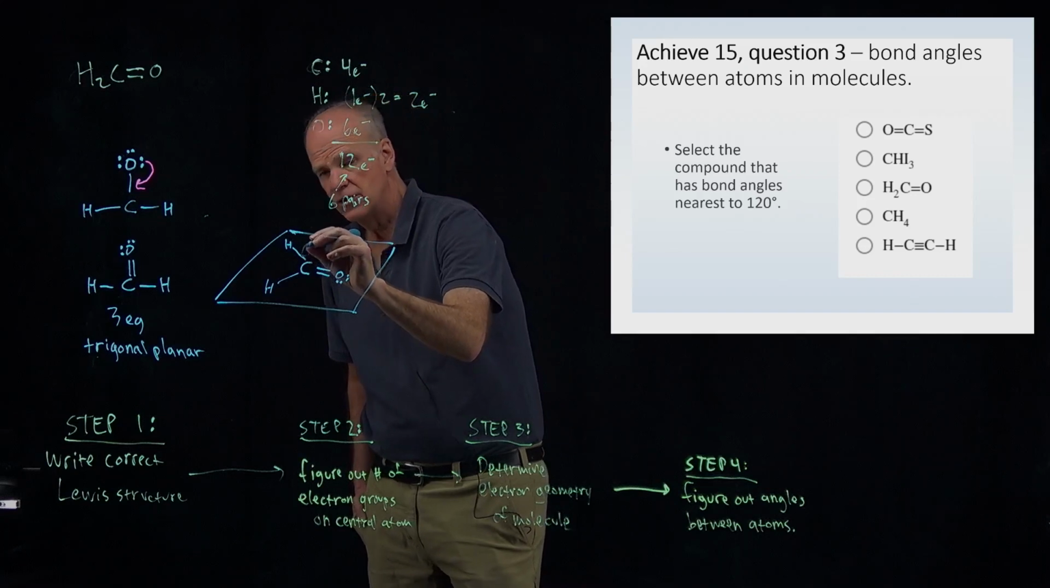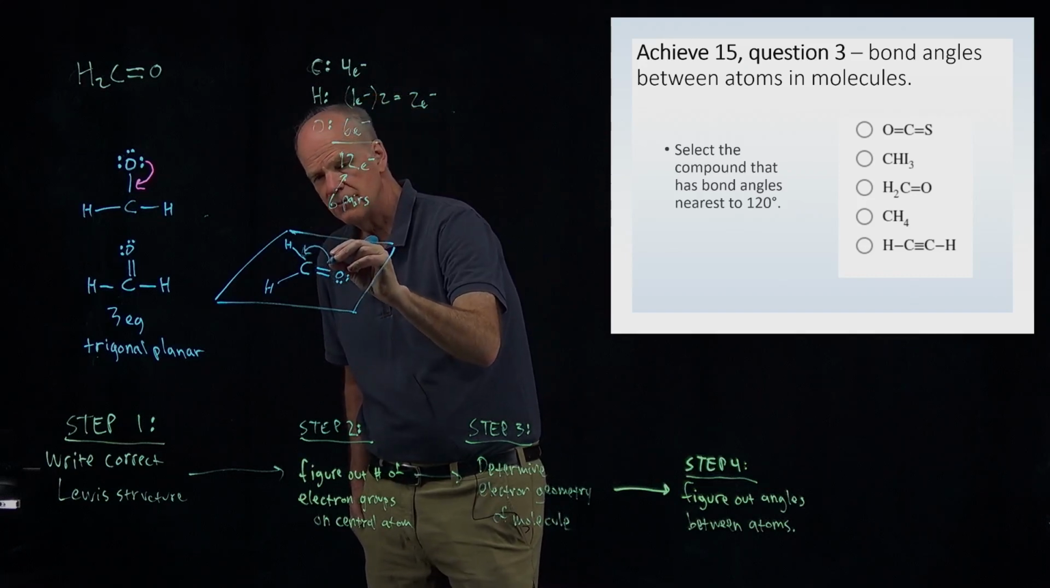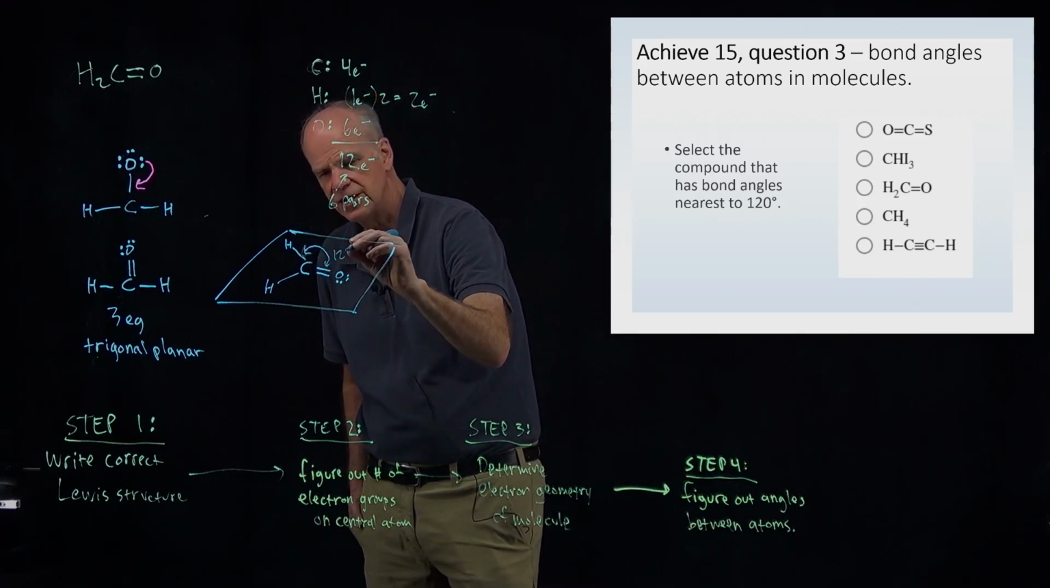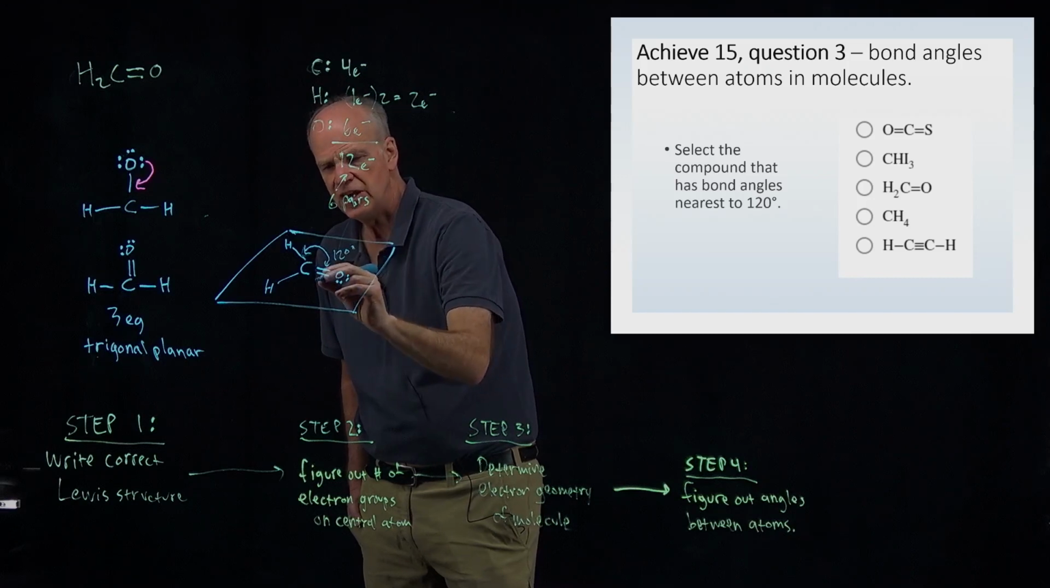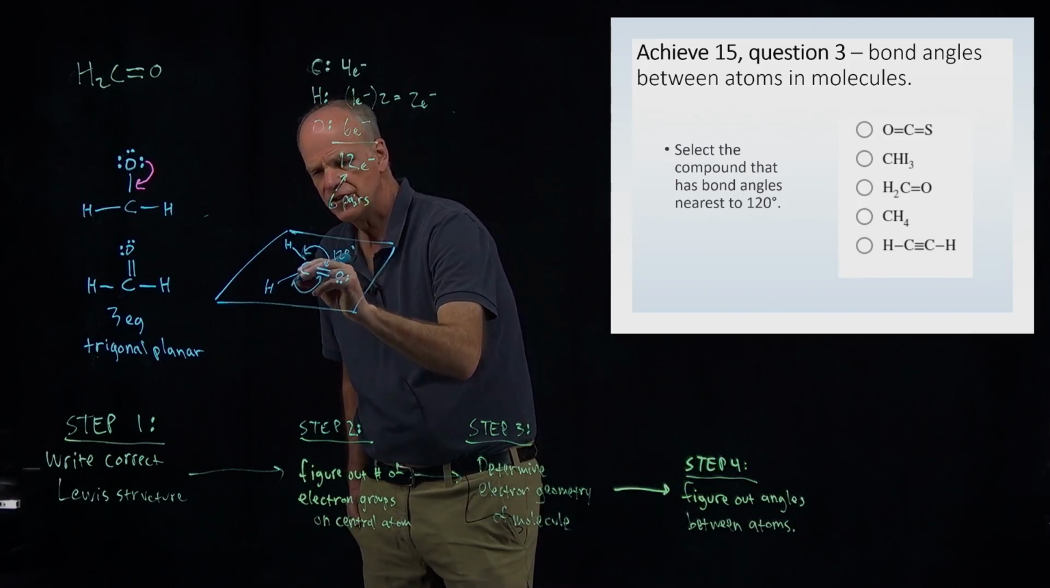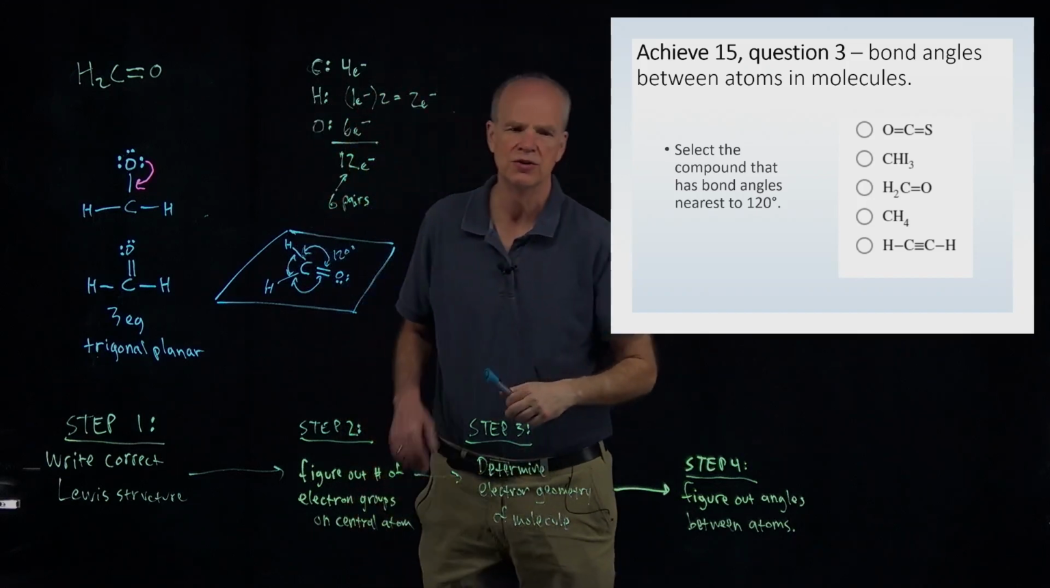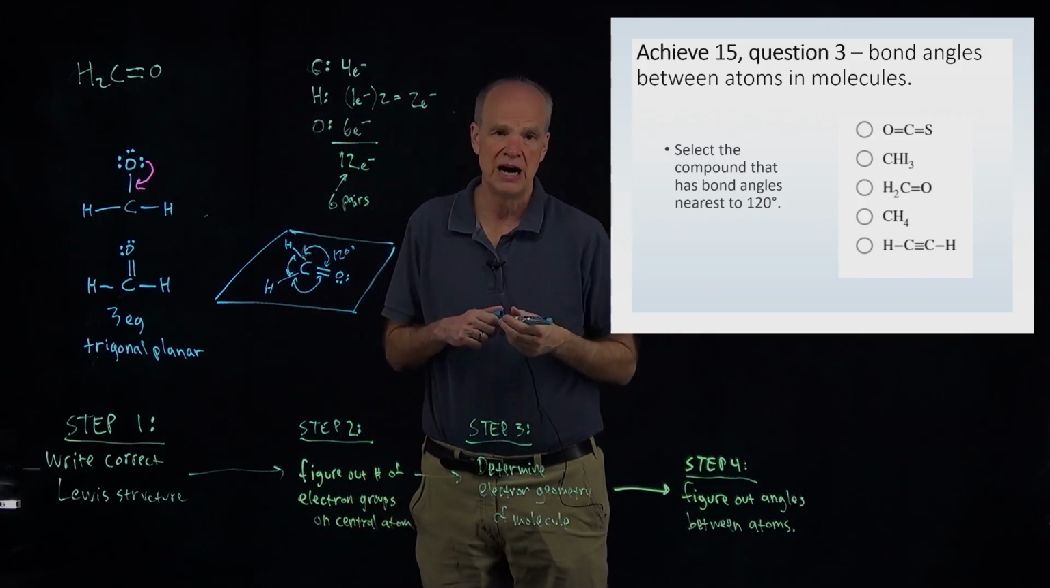So this angle is going to be approximately 120 degrees. And same with all the other angles. So this is the correct answer. This is the molecule where the bond angles are near 120 degrees.